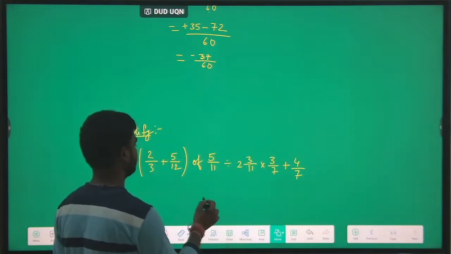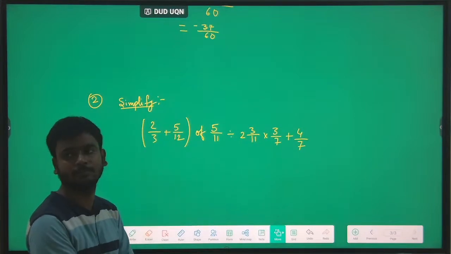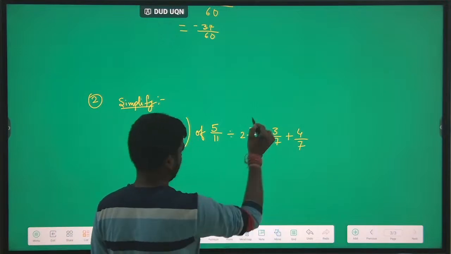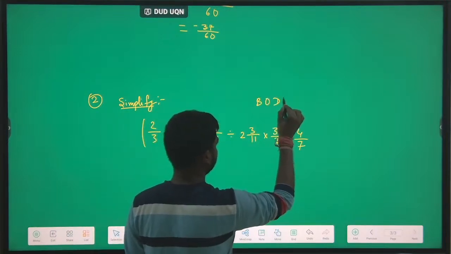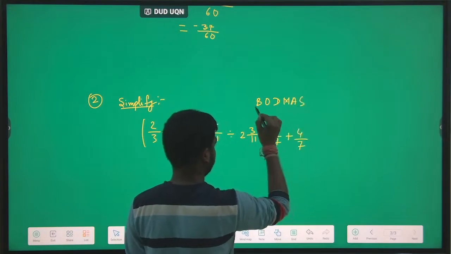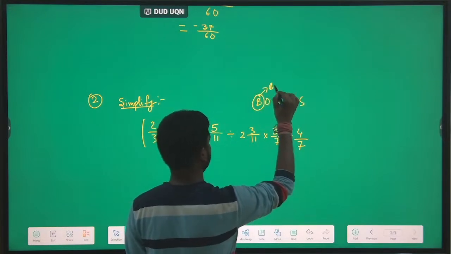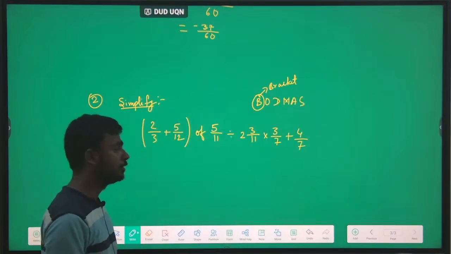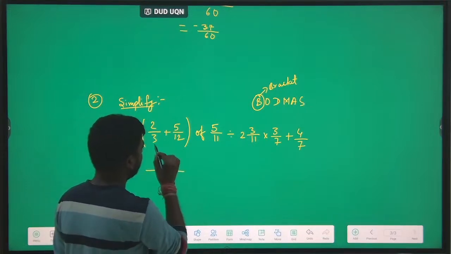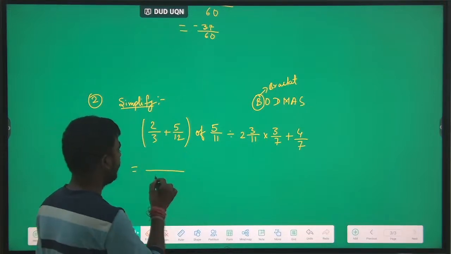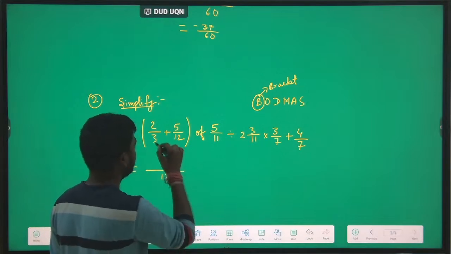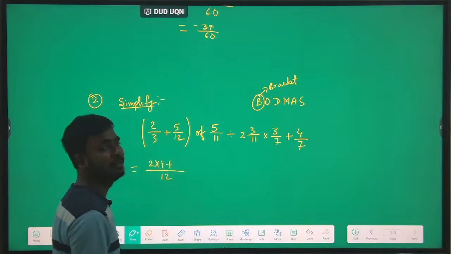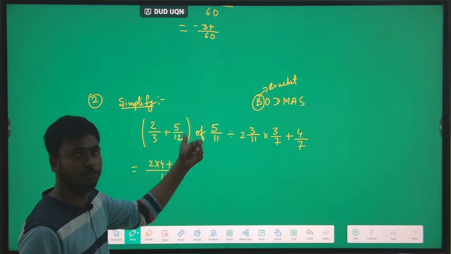How can we solve this? How can we simplify it? So we will use our BODMAS rule. In BODMAS, first comes the bracket, so we will solve the bracket first. The LCM of 3 and 12 will be 12. We get 3 into 4 as 12. So 2 will be multiplied with 4, plus 12 multiplied with 1 is 12, so we will get 5 into 1 here.